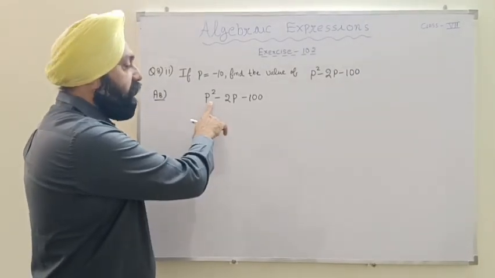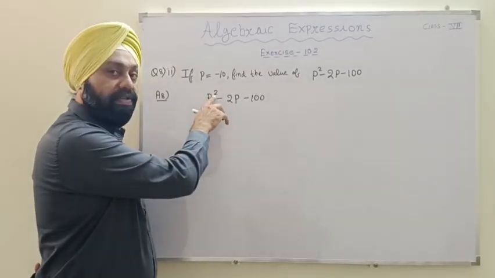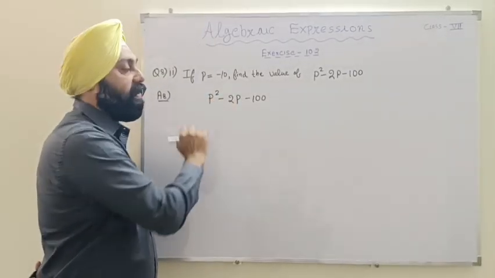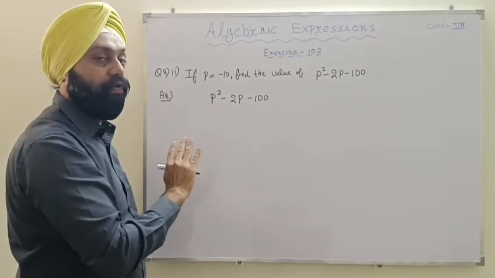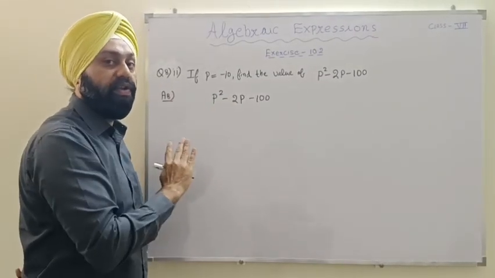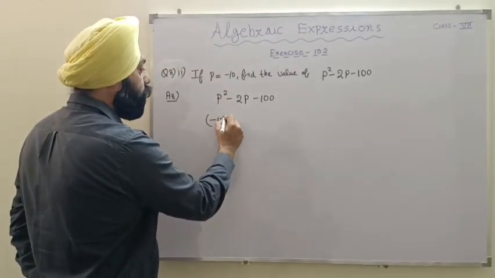If you see here, it is variable p, and here also it is p, but the power of p is 2 here and the power of p is 1. So these are unlike terms, so we cannot simplify further. So the simplified form is given. We have to just directly put the value of p. So in place of p we will put minus 10.